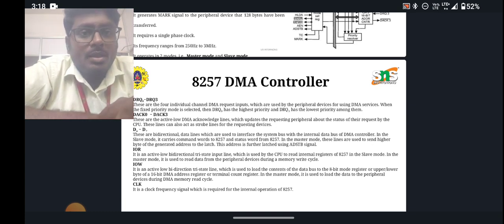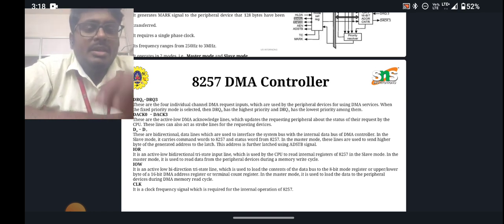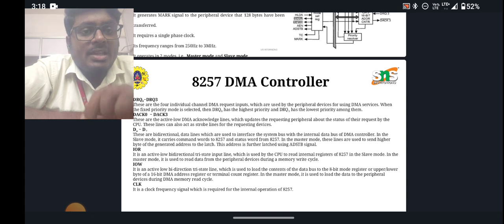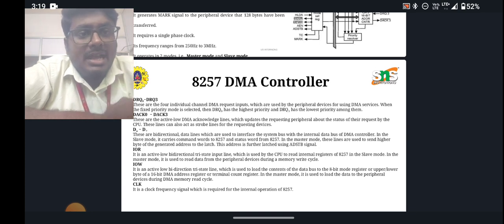D0 to D7. These are bidirectional data lines which are used to interface the system bus with the internal data bus of the DMA controller. In the slave mode, they carry command words to 8257 and status words from 8257. In the master mode, these lines are used to send the higher byte of the generated address to the latch. This address is further latched using the ADSTB signal.